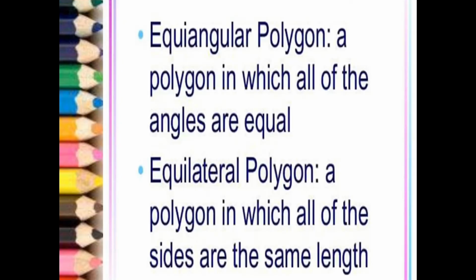Next topic is equiangular polygon, and equiangular polygon is a polygon in which all of the angles are equal. And next topic is equilateral polygon, and it is a polygon in which all of the sides are of the same length.